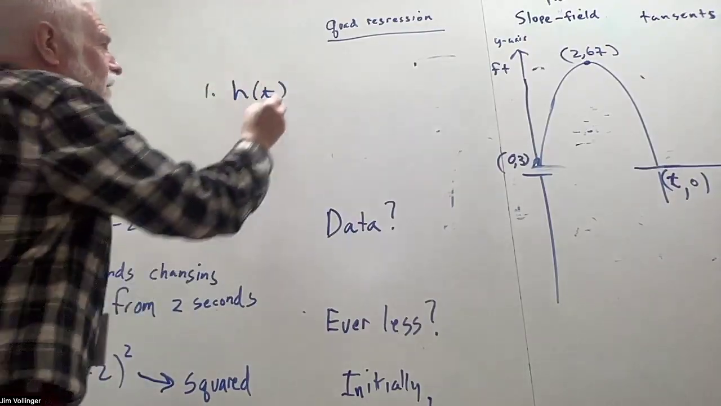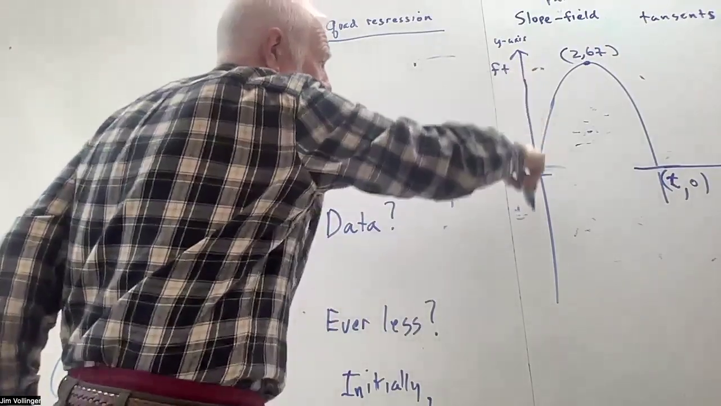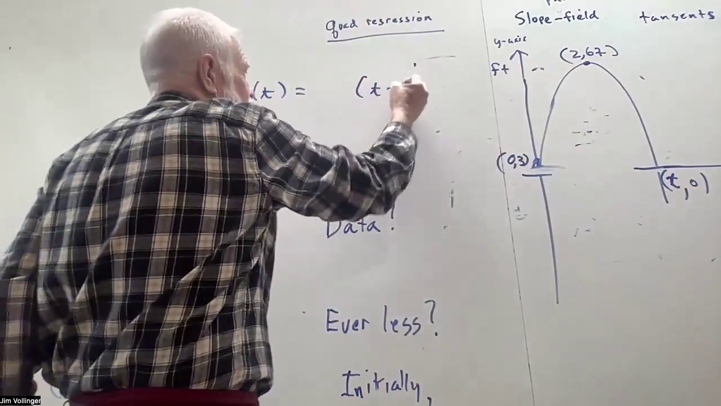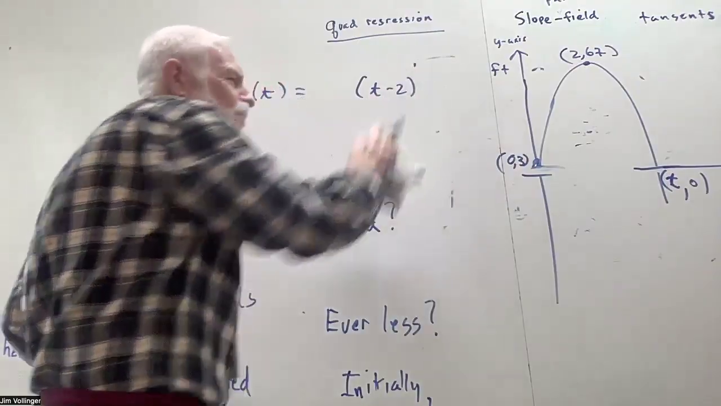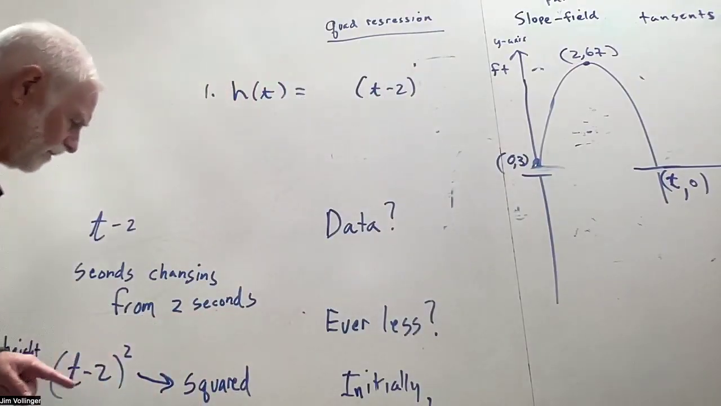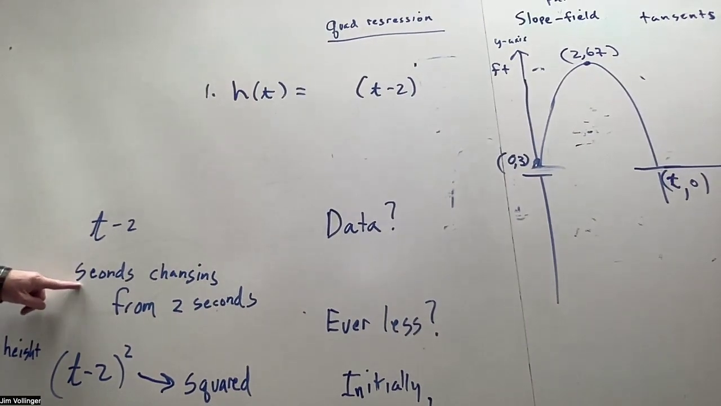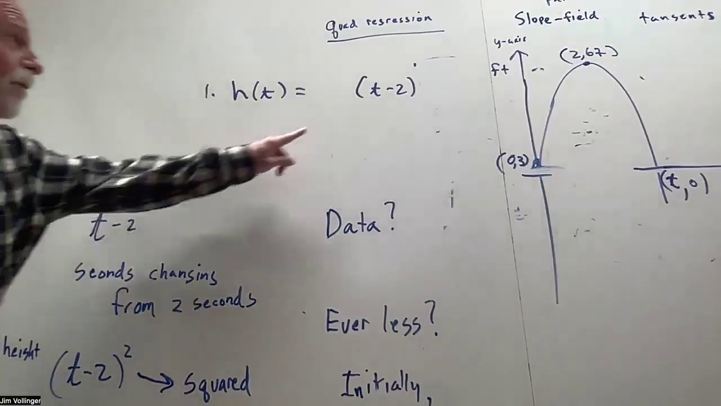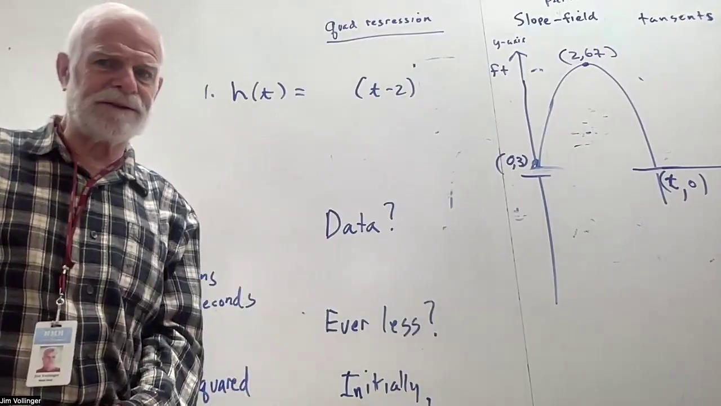Step 1 is, well, we don't need 3 pieces of data anymore, not if we got the vertex. T minus 2 squared. Why am I measuring? What am I doing with T minus 2? I made some notes to myself. T minus 2 tells me seconds changing from 2 seconds. In other words, if I put a 3 in here, 1 second has elapsed from 2 seconds to 3 seconds.